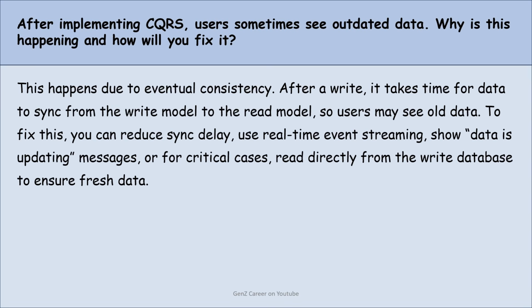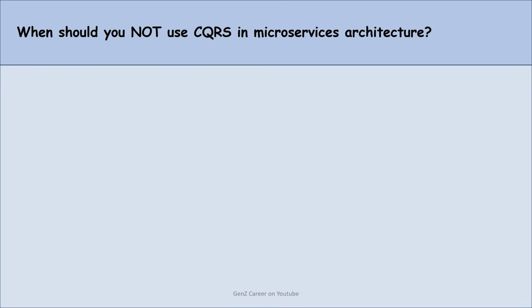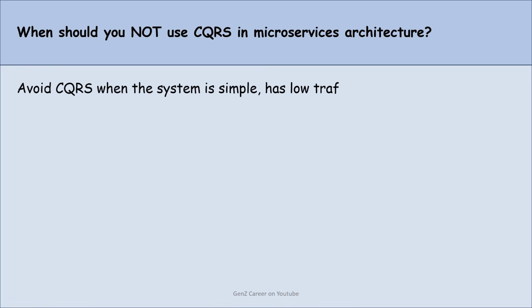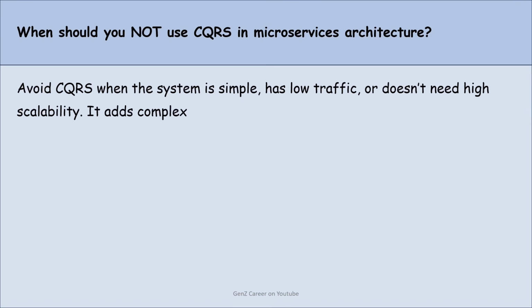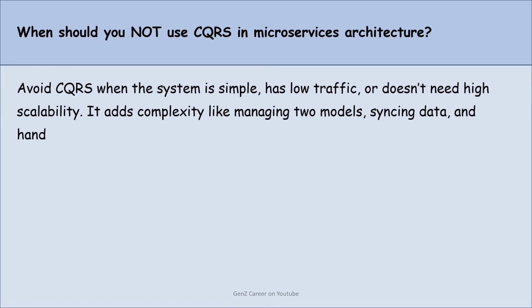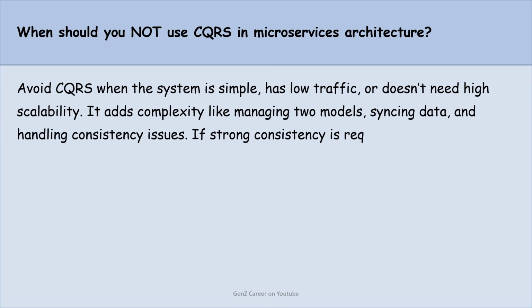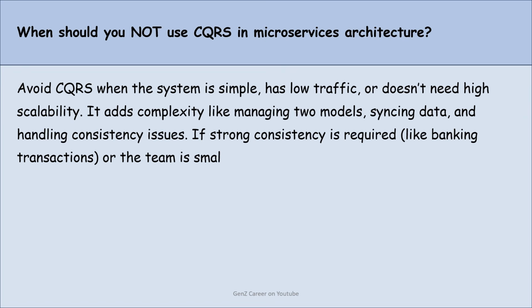Next question is, when should you not use CQRS in microservice architecture? This is a good question. We should avoid CQRS when the system is simple, has low traffic or doesn't need high scalability, right? It adds complexity like managing two models, syncing data, and handling consistency issues. If strong consistency is required, like banking transactions, or the team is small, then CQRS may create more problems than benefits. Are you getting my point?